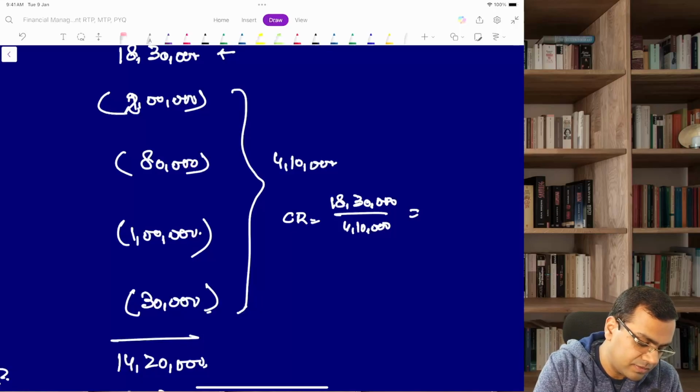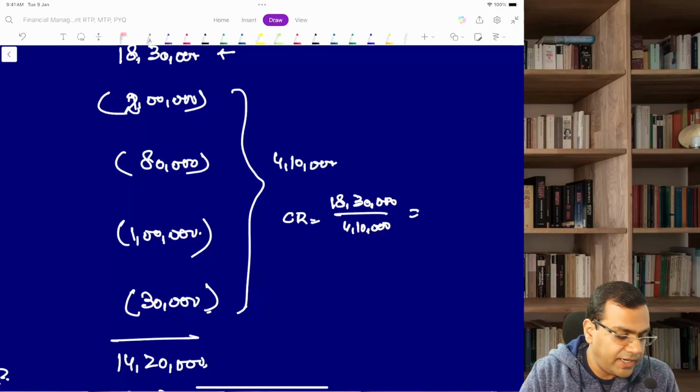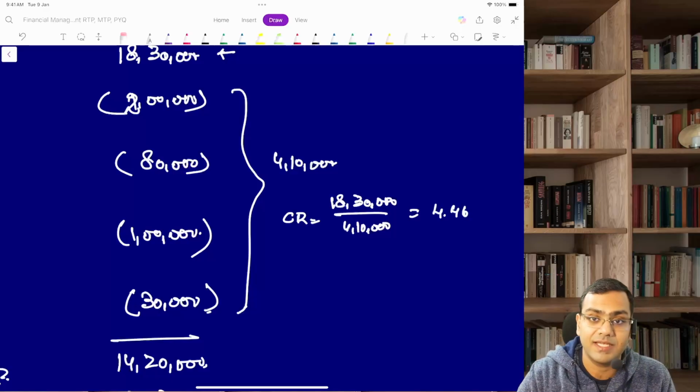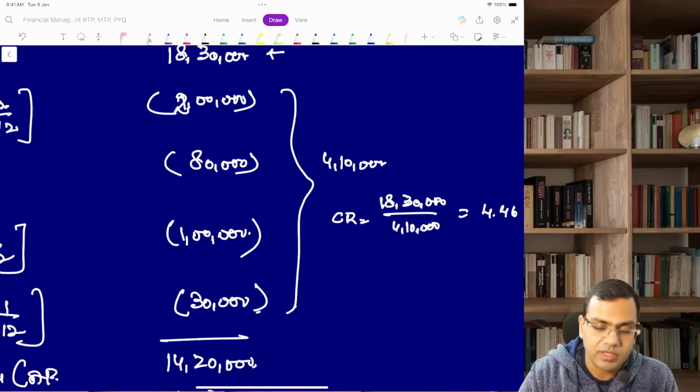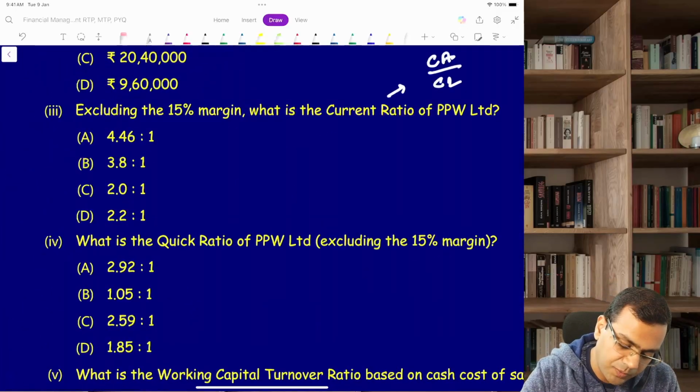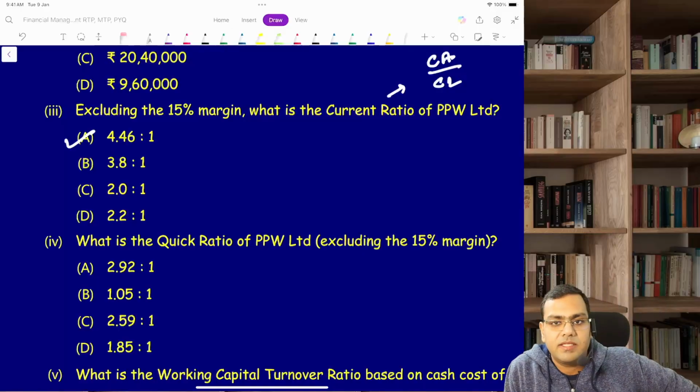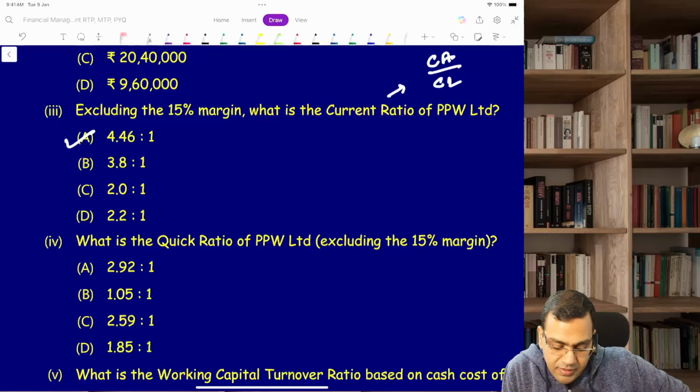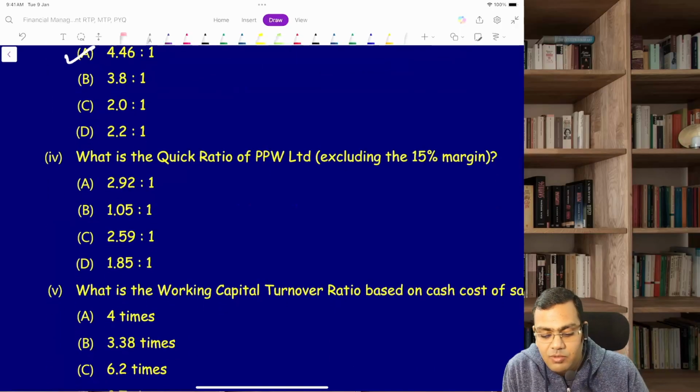That comes to 4.46. Right. So it is current assets divided by current liabilities. Yes, 4.46 is to 1. So that means if you have 1 rupee of current liability, you have 4.46 as current assets available with you. Then what is the quick ratio of PPW Limited? Sir, quick ratio consists of what?